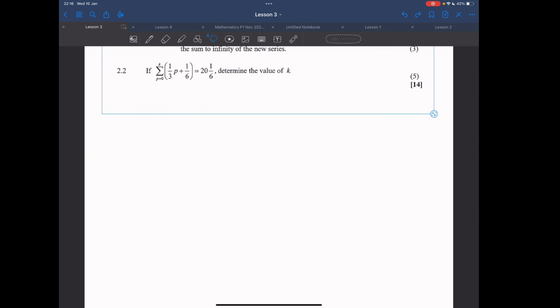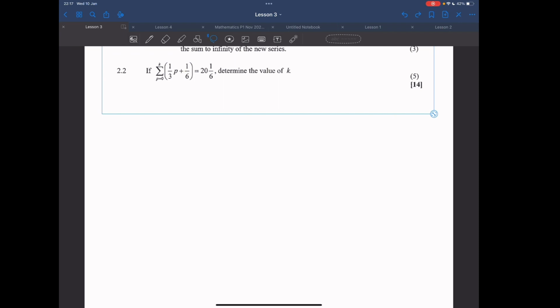Now, if we have a sigma notation here, we have 1 over 3p plus 1 over 6, starting from 0. When we add all this, we are getting 20 and 1 over 6. So determine the value of k. When we have a sigma notation, what we must always do is to expand. The first thing that we must do with a sigma notation is to expand. If we expand this, remember we start where they say we have to start.